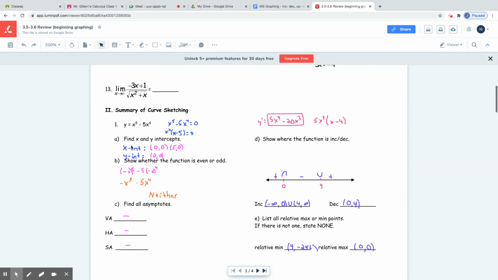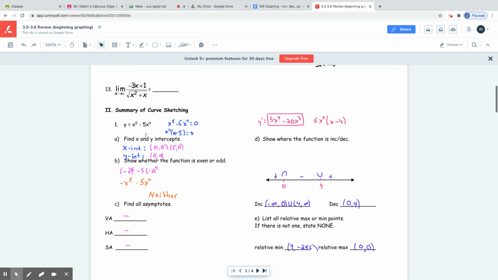Okay, so for the x-intercept, I got (0, 0) and (5, 0). The way I got that is I set the original equal to 0. Nothing to do with the derivative when you do these first 6 things. It's the original. You see that right here. I took out an x to the 4th, which left me with x minus 5. So I set each of those equal to 0. The x to the 4th gives me 0. x minus 5 gives me 5. So that's why I have (0, 0) and (5, 0) as my 2 x-intercepts.